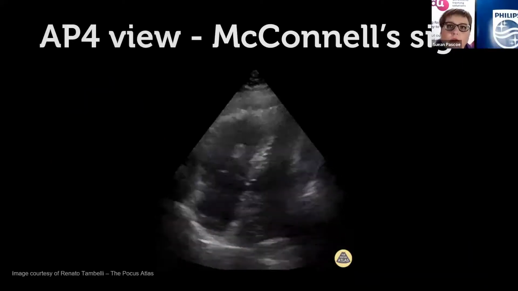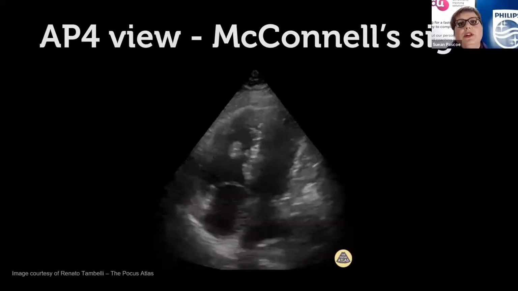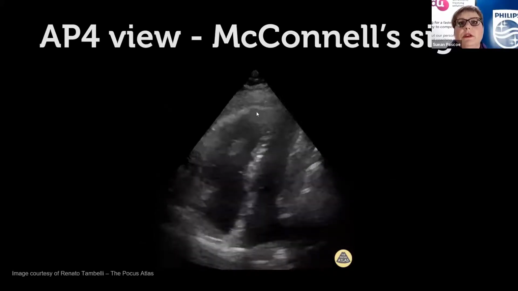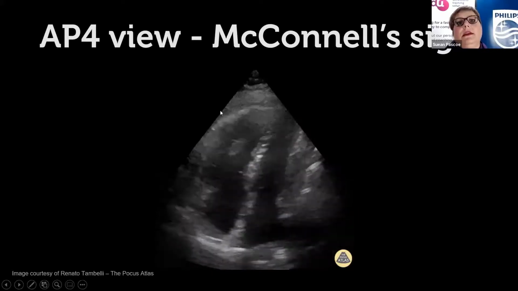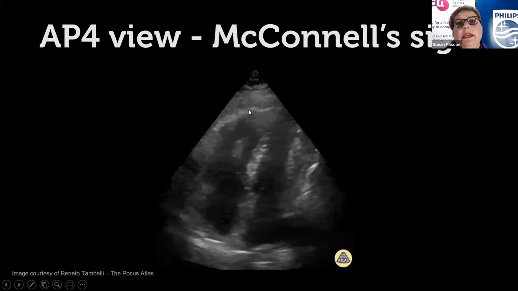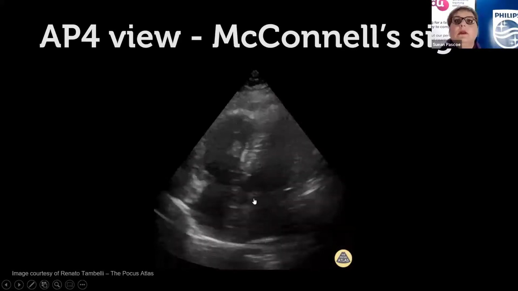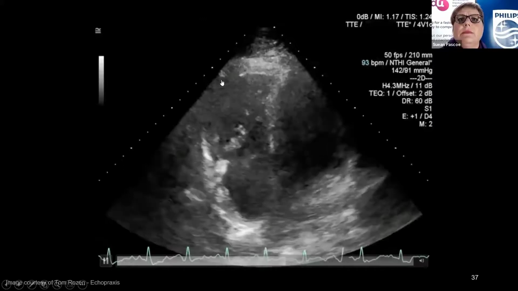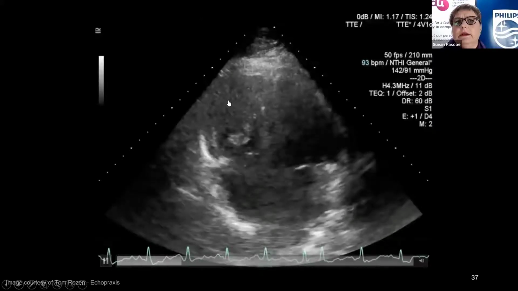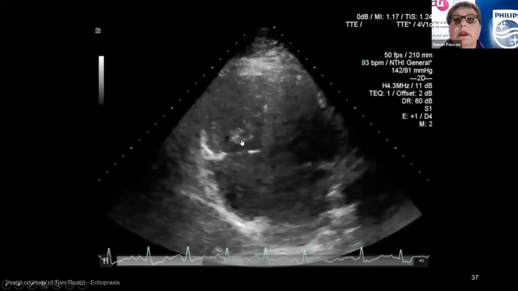The last one is McConnell's sign, and this is where you have the hypokinetic ventricular wall, but you preserve the contractility of the apex here. So you can see not much movement happening here, but the apex still contracts normally. And this is another example where you can see some contractility here, but not as much squeeze coming on in here. And this one also has a little bit of scary stuff ready to go just in there.